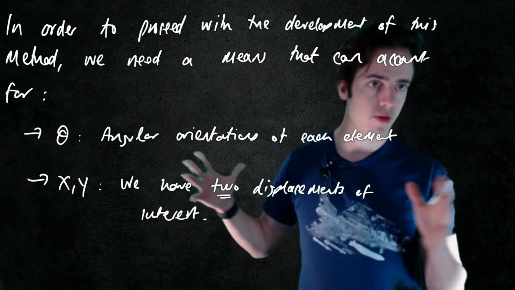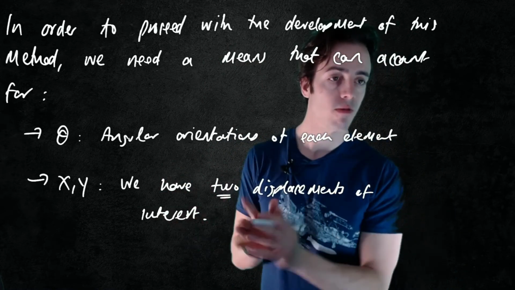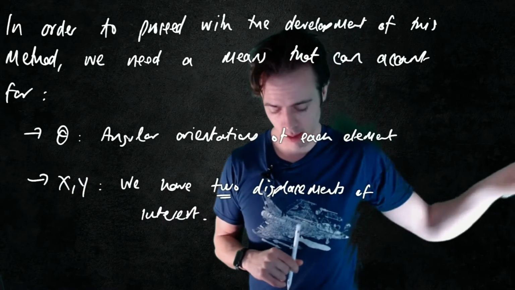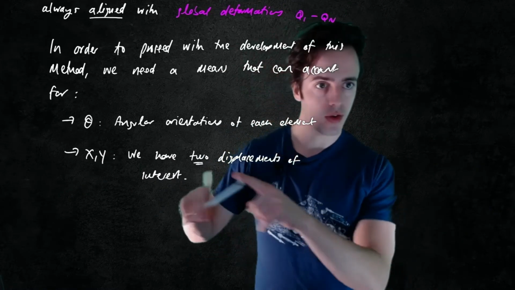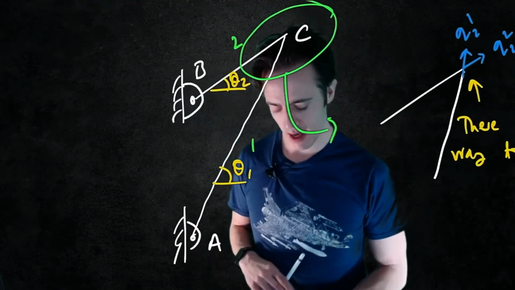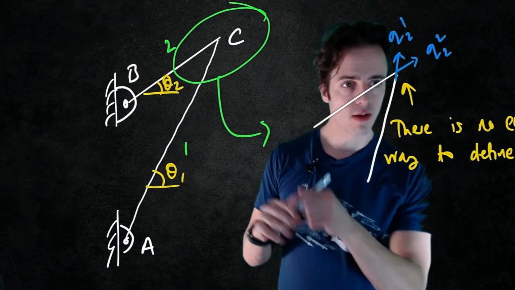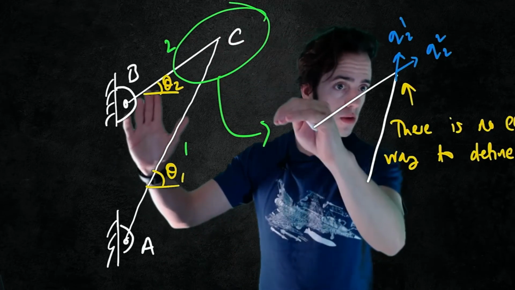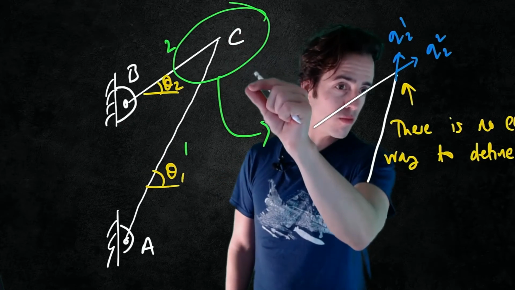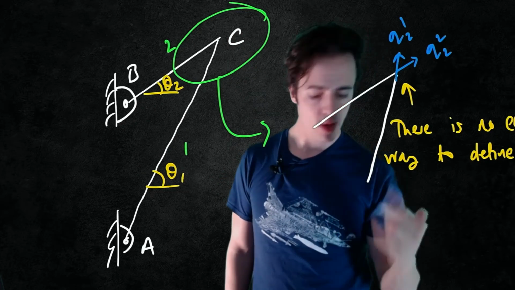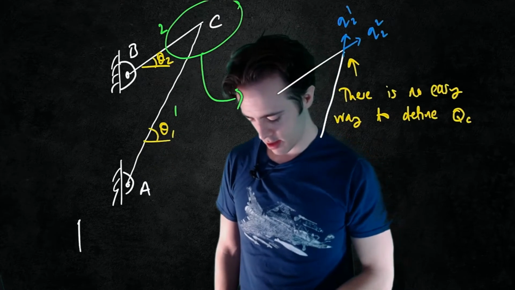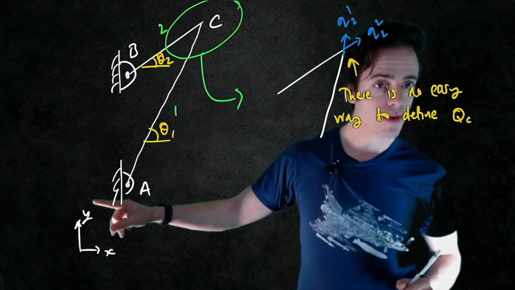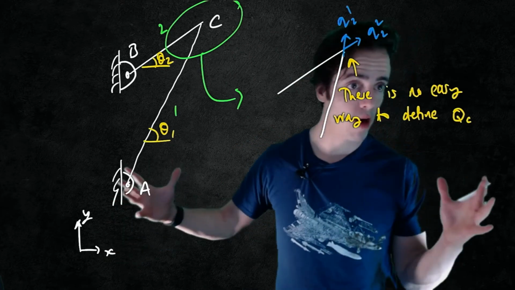Okay, so in order to proceed with the development of this method, we need a means that can account for two things. One is the angular orientation of each element, and that's what we spoke about in the diagram over there. Second one, x and y. We've got two displacements of interest, and what do I mean by that? Well, hopefully you can appreciate that if I were to apply a force at node C, this whole node would probably move down, maybe to the right somewhat in this object, which means we need to be able to define nodal displacements in some form of global reference system.